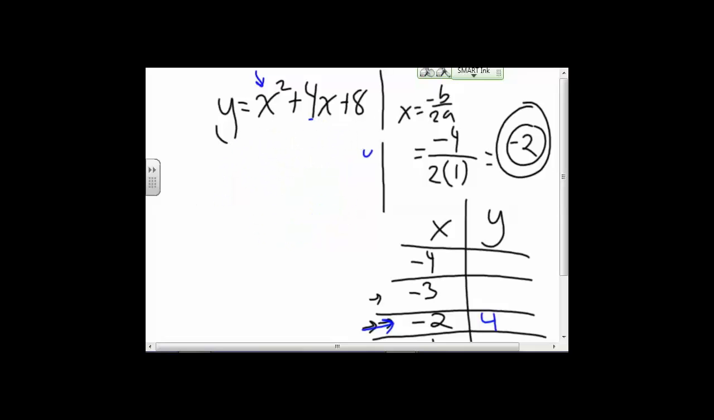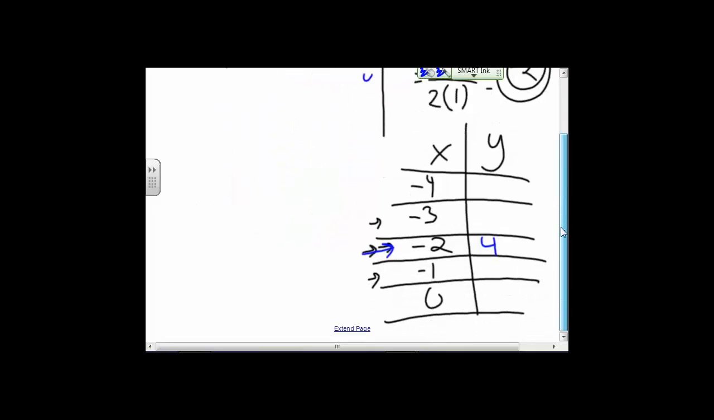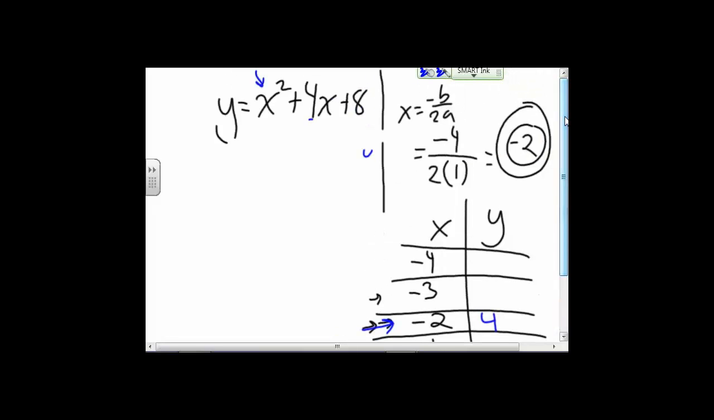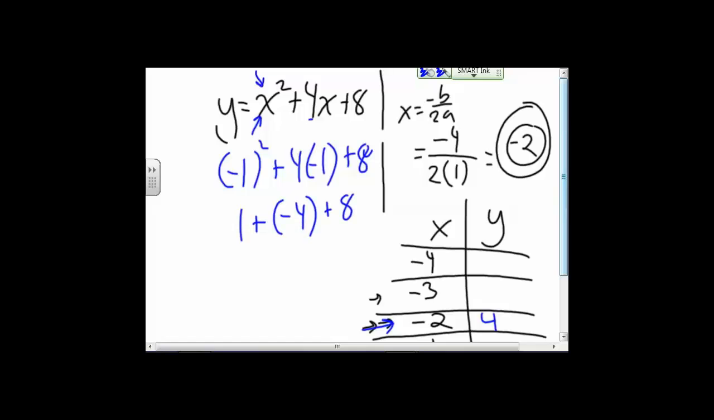Let's do one of the other ones. Let's do negative 1. So let's plug in negative 1 squared plus 4 times negative 1 plus 8. Negative 1 squared is 1, plus negative 4, plus 8. So negative 3 plus 8 is 5.